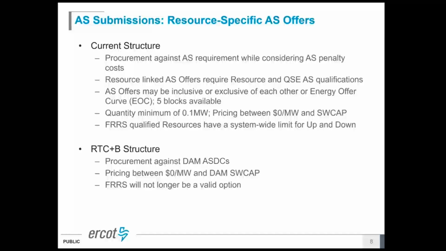In RTC+B, resource-specific AS offers will remain unchanged for the most part. They will be procured against DAM ASDCs, be capped at the DAM SW cap, and FRRS will no longer be allowed.